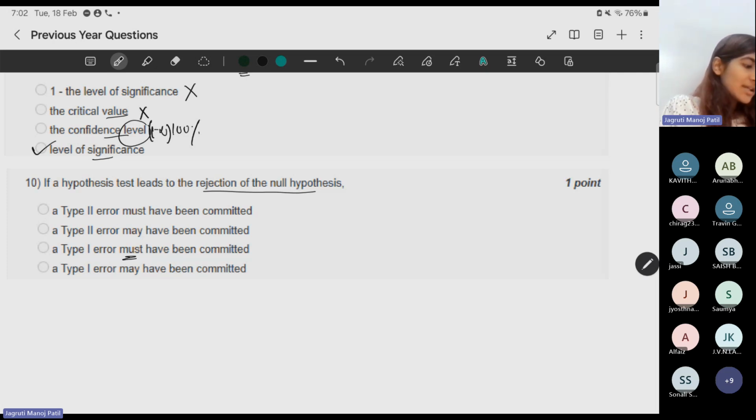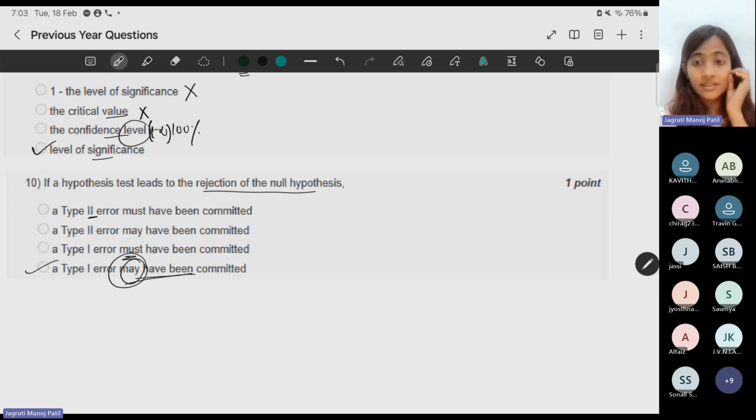Why? Because it says that it leads to rejection of the null hypothesis. Now we know that a type 1 error is something that rejects the null hypothesis when it's true. Now they haven't told us if it's true or false. So hence we'll say that it may have been committed. Whereas in this we'll directly accept it. So it may have been committed.